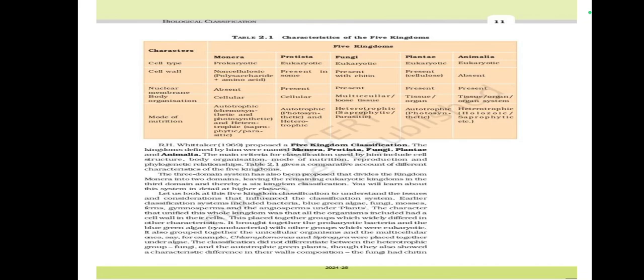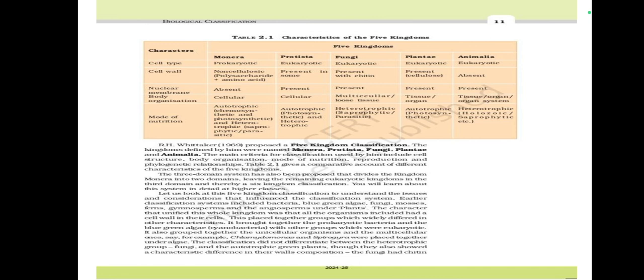The understanding of what groups of organisms should be included under these kingdoms has been changing. The number and nature of other kingdoms have also been understood differently by different scientists over time. Monera, Protista, Fungi, Plantae, and Animalia: five kingdoms. Characteristics of five kingdom classification.